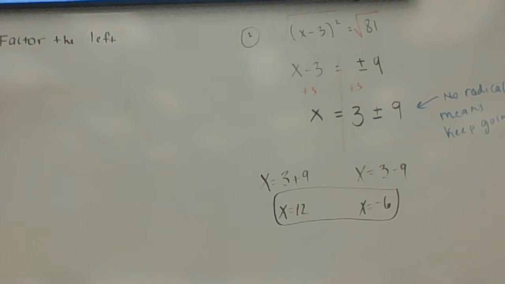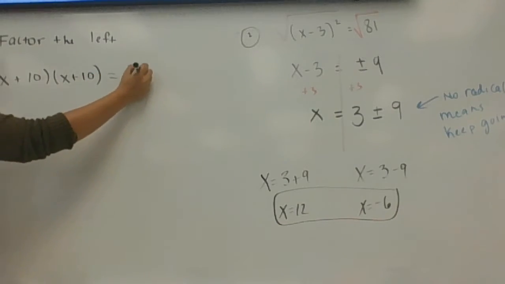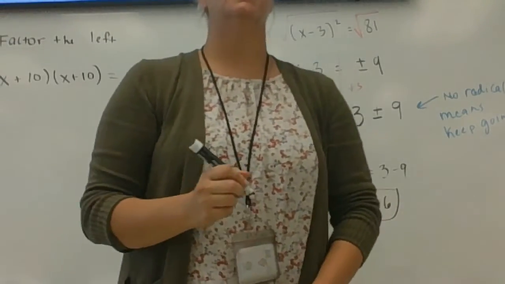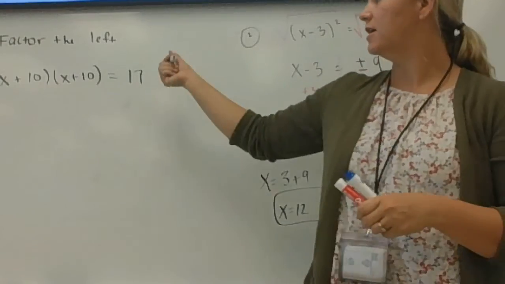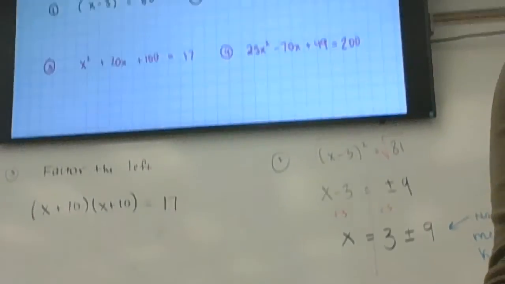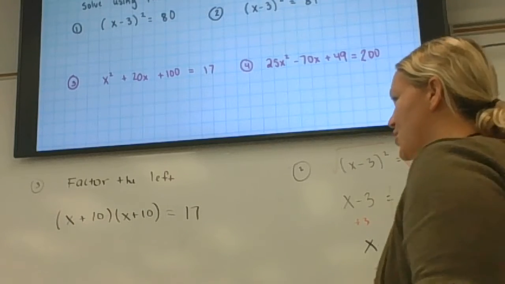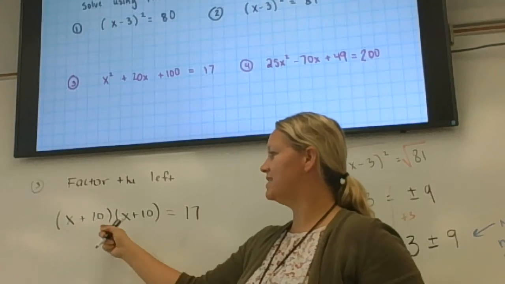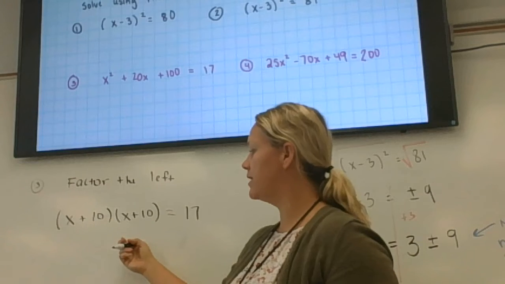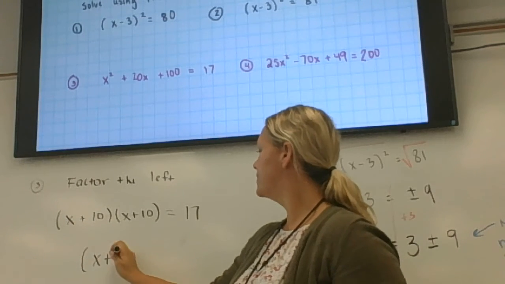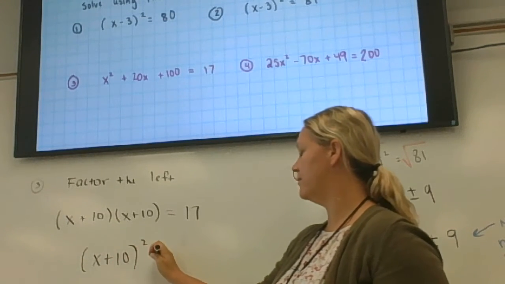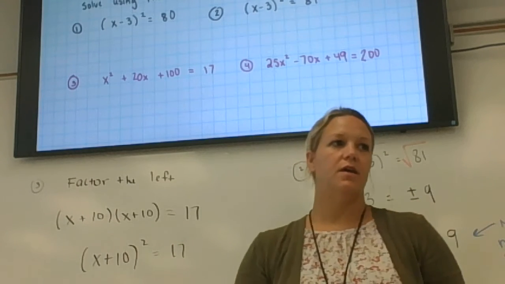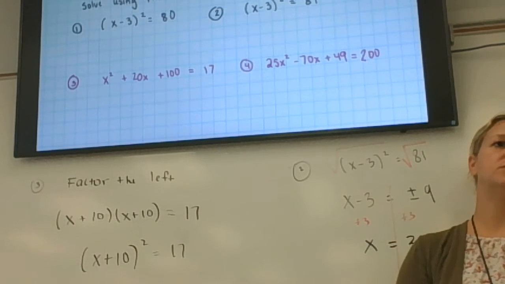So you're looking at what multiplies to 100 and adds to 20. 10 times 10. 10 times 10 is 100. 10 plus 10 is 20. That's factored. So it's best to write this instead of these two matching binomials. Anything times itself you can write with an exponent of 2. And now the problem looks just like 1 and 2, square root both sides.